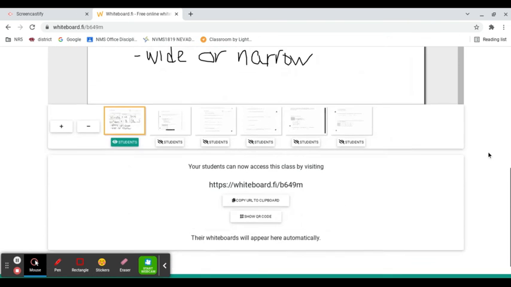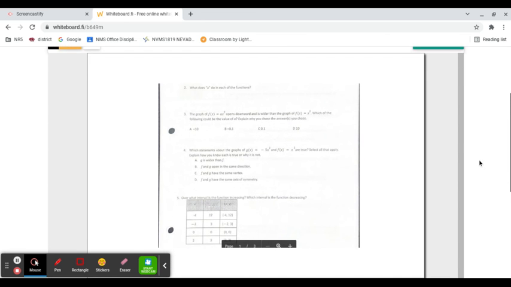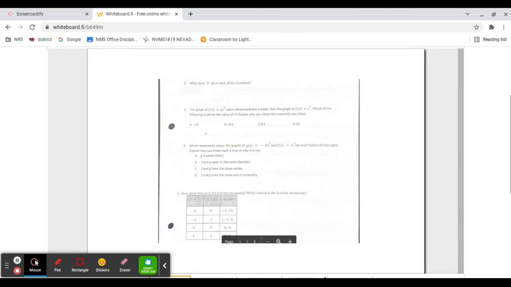Okay, so that's the first page. We're going to move on to the problems really quickly. We already did this first one. It says the graph of f of x equals a x squared opens down and is wider than the graph of f of x equals x squared, which is the parent function. Which of the following could be the value of a? It cannot be c and it cannot be d because both of those open up, because they're positive. We want one that is wider, so it's going to have to be a decimal, and that would have to be b.